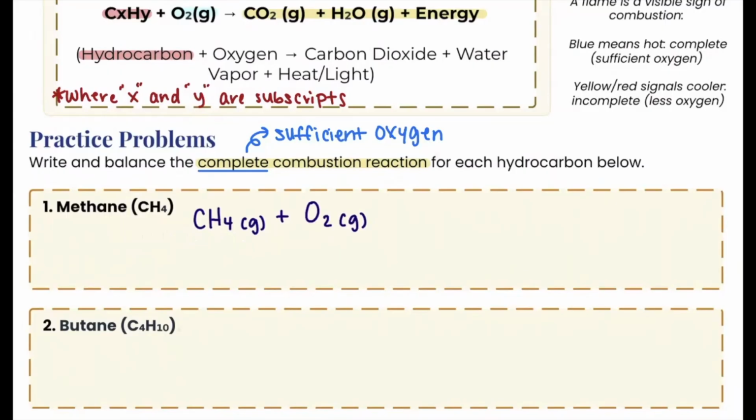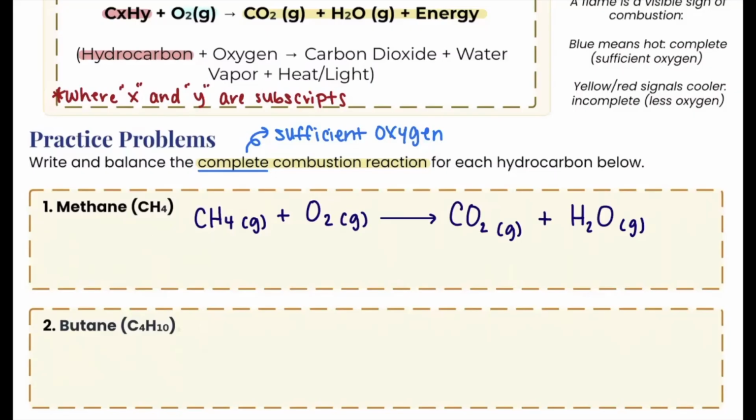But anyways, now in a complete combustion, the products will always be CO2 gas or carbon dioxide gas and water vapor or H2O gas and energy. You can include energy if you want, but we won't balance energy necessarily, just the atoms here, to fulfill the law of conservation of mass.